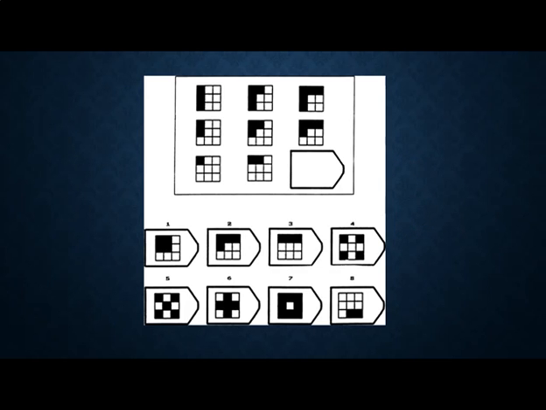So this is one of the other things we'll talk about, something like intelligence. This comes from a test of fluid intelligence called Raven's Progressive Matrices.